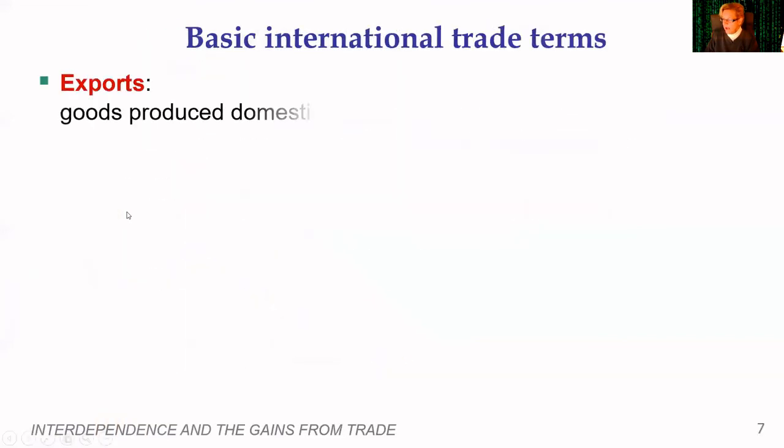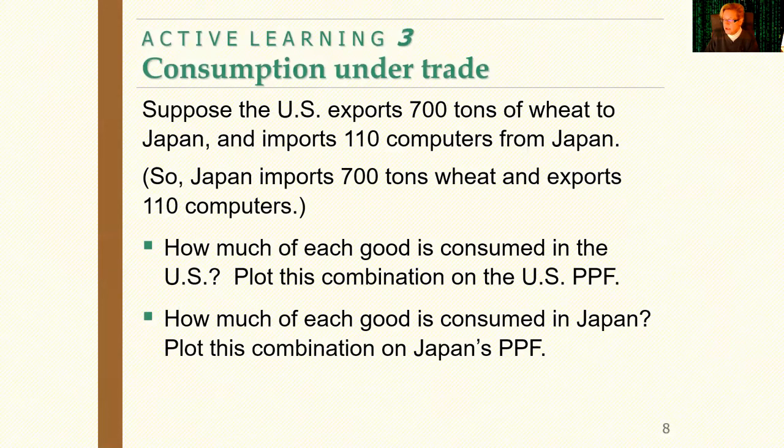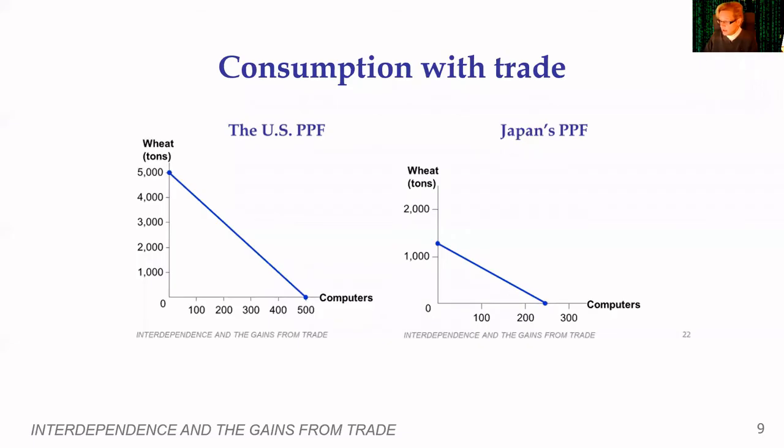Okay, so we have our two ideas. Remember, export and import, we've already defined those. Now we look to the problem to ask how much of each product is each country going to trade, how much is it going to sell or export, and then how much of each product is it going to import. So let's go ahead and look at this. So suppose the US exports 700 tons of wheat to Japan and imports 110 computers, and Japan exports 110 computers and imports 700 tons of wheat. Okay, so let's take a look at this.